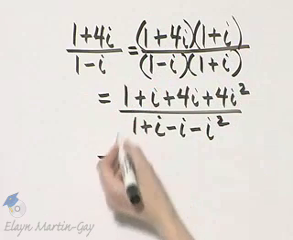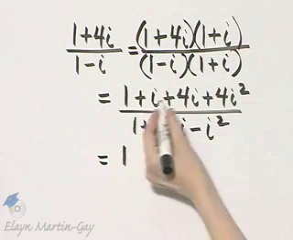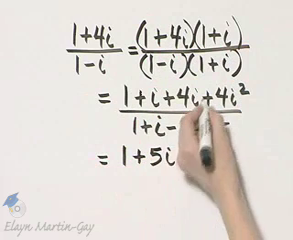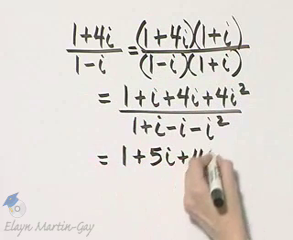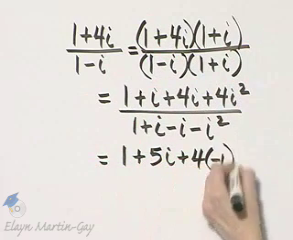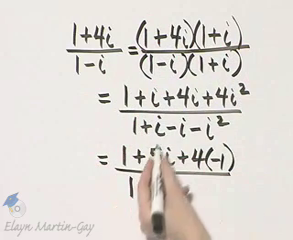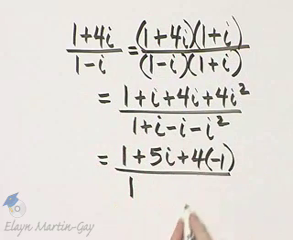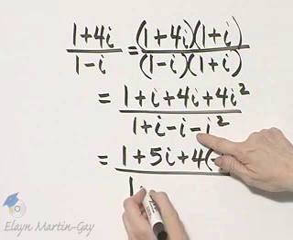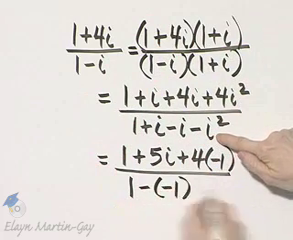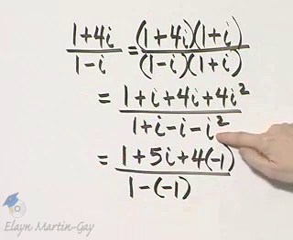Now let's simplify. I have 1. i plus 4i, that's 5i. And then plus 4i squared is negative 1. Don't forget that. In the denominator, I have 1. i minus i is 0. Again, be very careful. That's minus. And then i squared is negative 1.